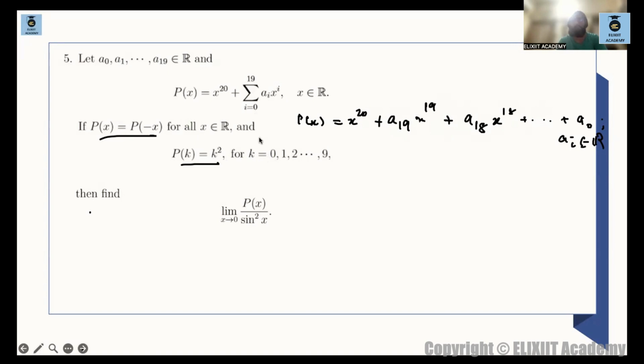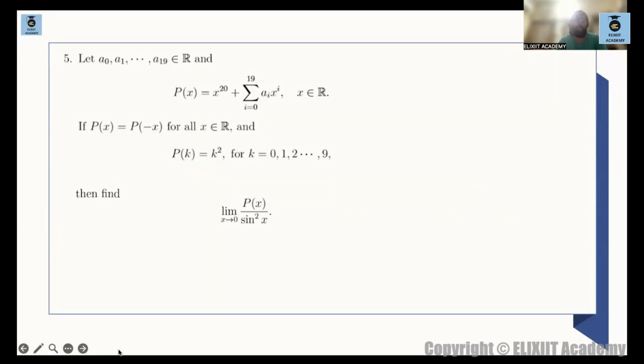We have to use all of them, one by one. Let's use the first condition, P(x) is P(-x). Let's not waste time, I've given the solution over here. See over here, P(x) is this polynomial which I have given: x to the power of 20 plus a19 x to the power of 19 plus a18 x to the power of 18 and so on till a1 x plus a0.